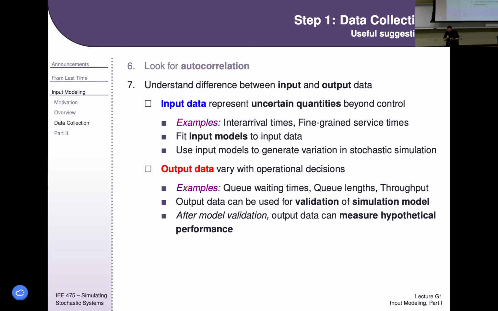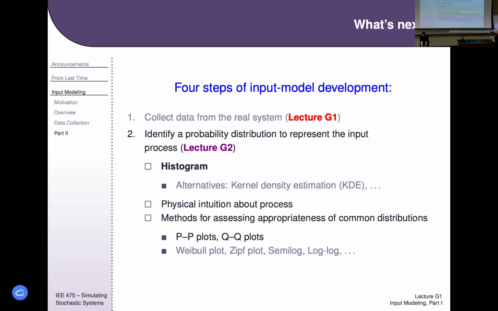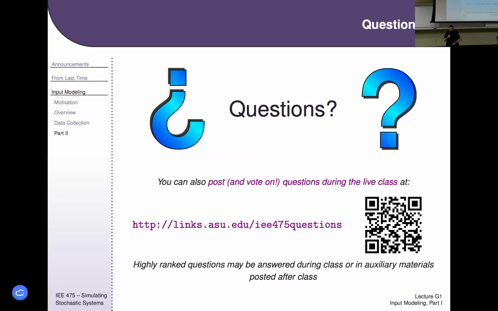You don't. You run ARENA, you get wait times out of ARENA, and then you look at them and say, those wait times are shaped this particular way. That tells me something about the performance of the system. But at no point do you need to fit them. So that's the other key point that I want to make there. So do not fit input models to output data. All right, and I think that's basically all the things that I wanted to cover here. We'll talk about more quantitative things as we go into lecture G2 and G3.